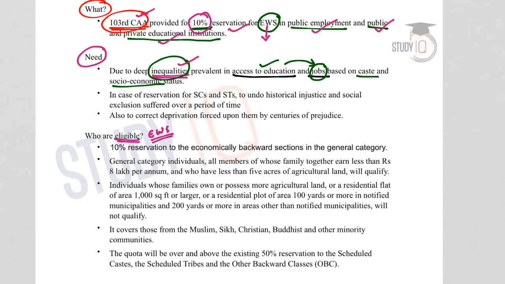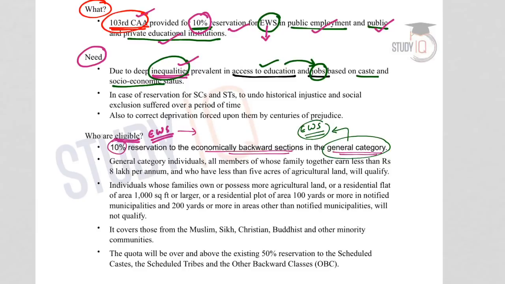Here we will see the definition given by the government to define the economically weaker sections. It is 10% reservation for economically backward sections in the general category. So those people who fall under the general category at present, but are economically weaker sections. This is the criteria for determining the reservation. So let us see what the eligibility criteria are.